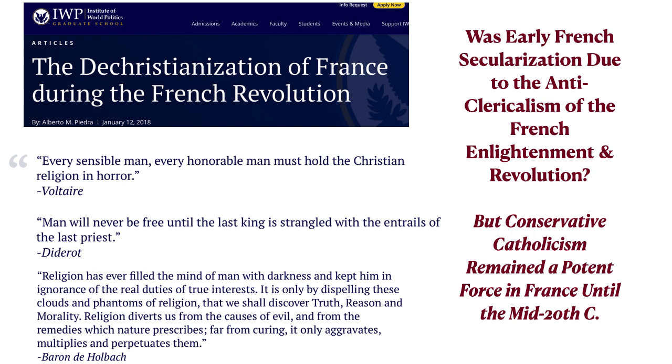There were still very important segments of French society, particularly outside of Paris, where conservative Roman Catholicism remained the dominant belief system all the way up through the mid-20th century. Since then, there's been a big decline of religiosity across the board.